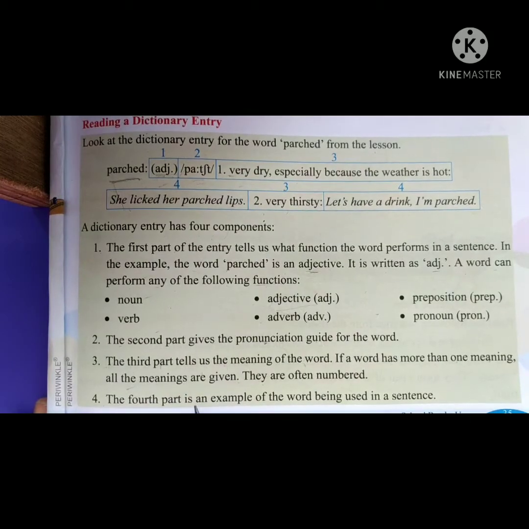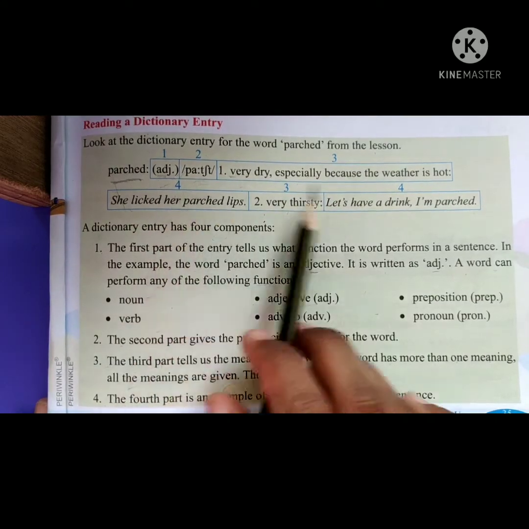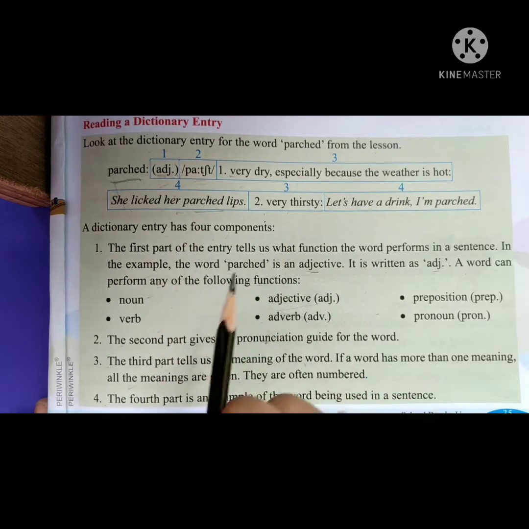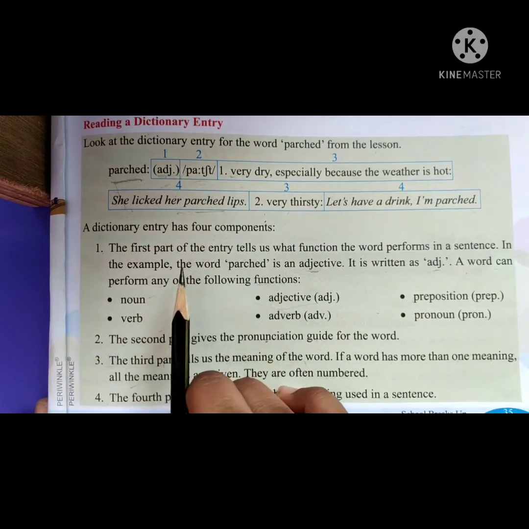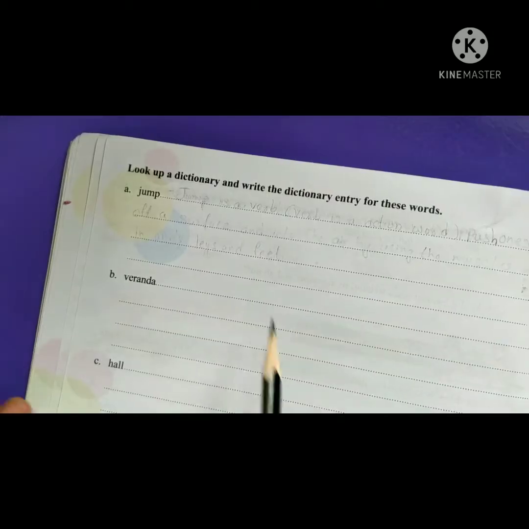The fourth part is an example of the word being used in a sentence. How the word can be used in a sentence is shown with the example. She licked her parched lips. Let's have a drink. I am parched.